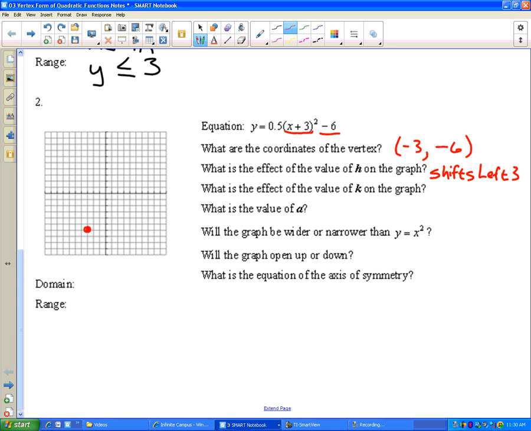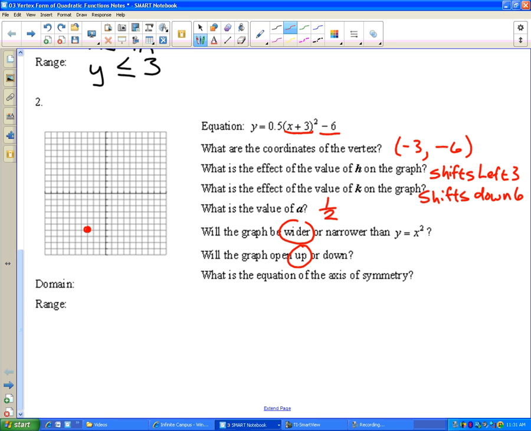What is the effect of the value of k on the graph? It shifts the graph down 6. What is the value of a? A is 1/2. Will the graph be wider or narrower than y equals x squared? It's going to be wider. Why? Because a is between 0 and 1. Would the graph open up or down? It's going to open up. Why? Because a is positive.